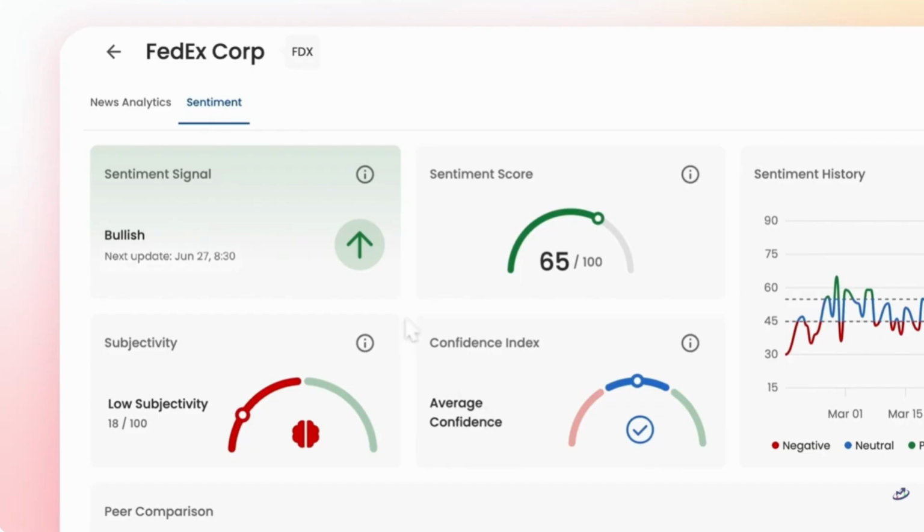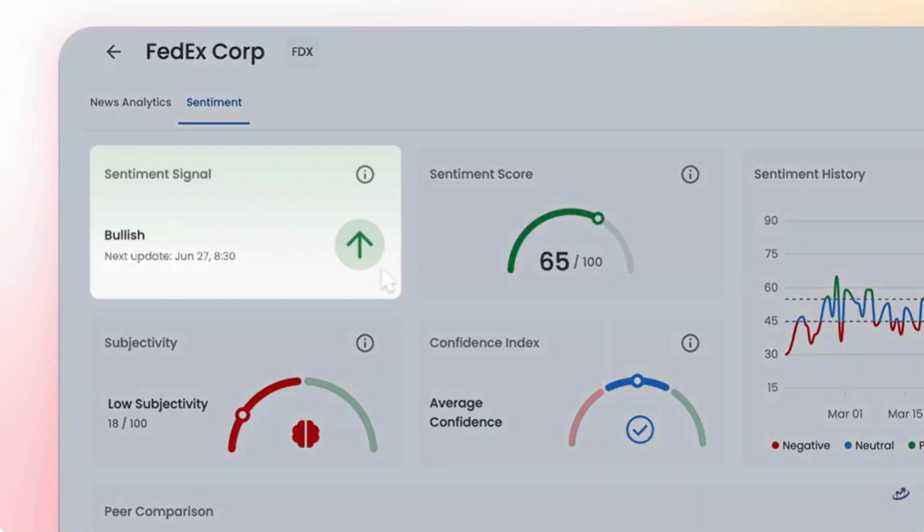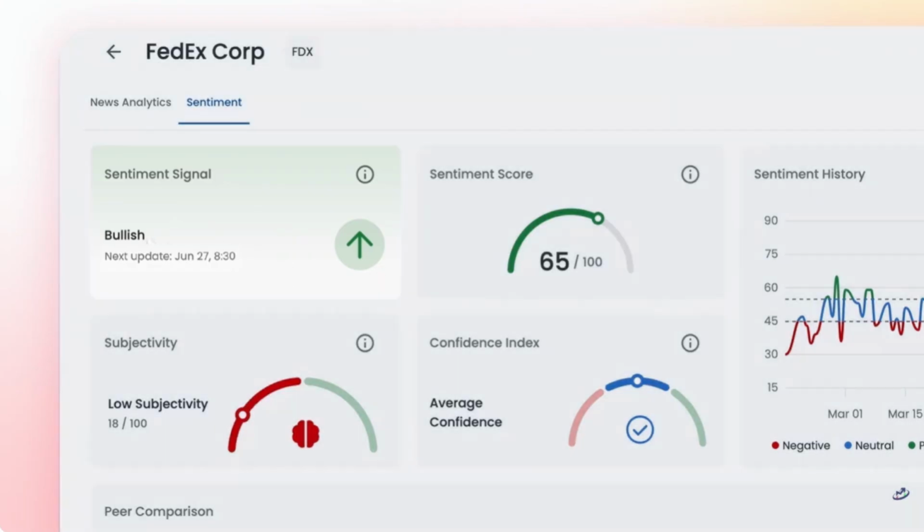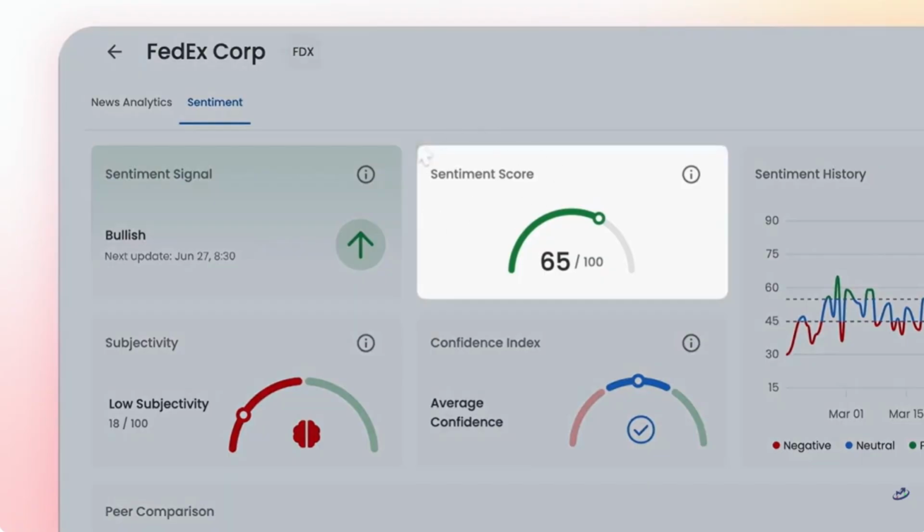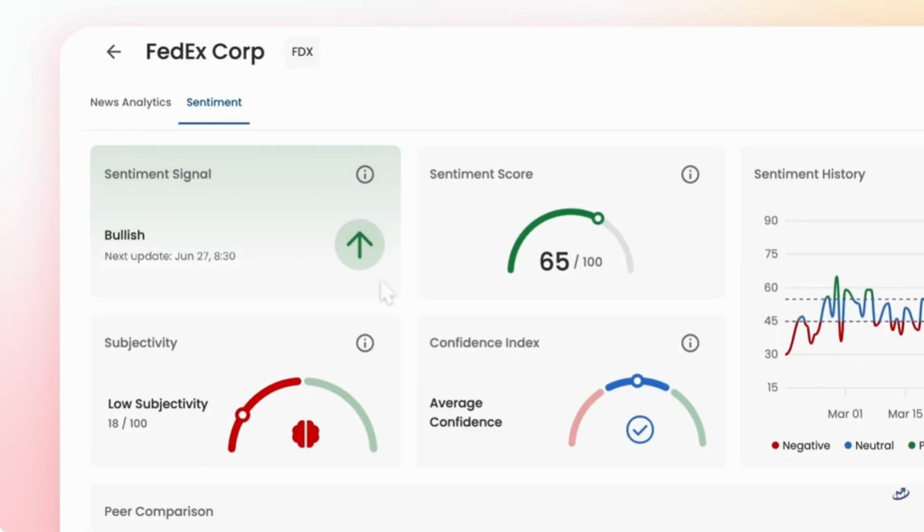Starting with the sentiment signal. For FedEx, I can see the sentiment signal is bullish, indicating that the stock is expected to go up. This signal is derived from the sentiment score, and when bullish, it means the sentiment score is equal to or above 55. The signal is released before the daily market session.